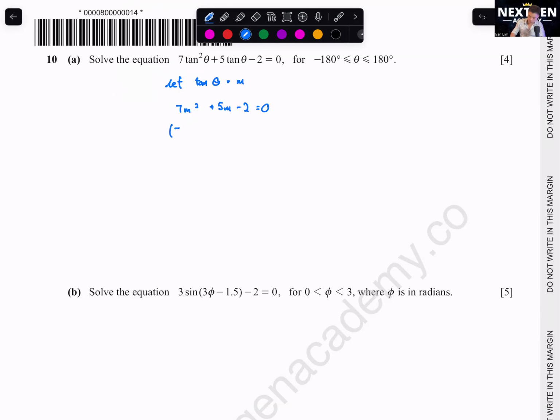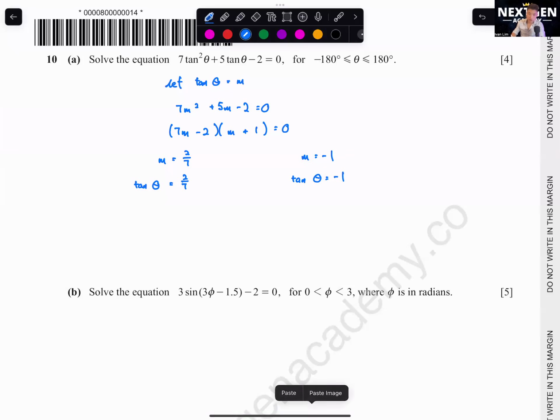Factorize this first. 7m minus 2, m plus 1 equals 0. m equals 2 over 7, m equals -1. Then we change it back. Tangent theta equals 2 over 7 and tangent theta equals -1. We're going to solve it. This is in terms of degrees, so make sure you change it to degree mode on your calculator first.